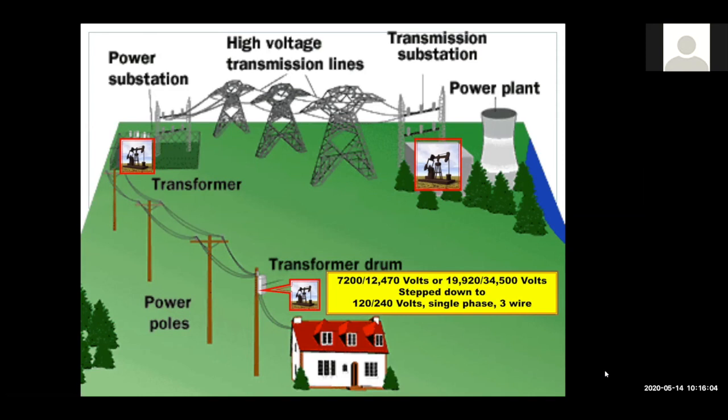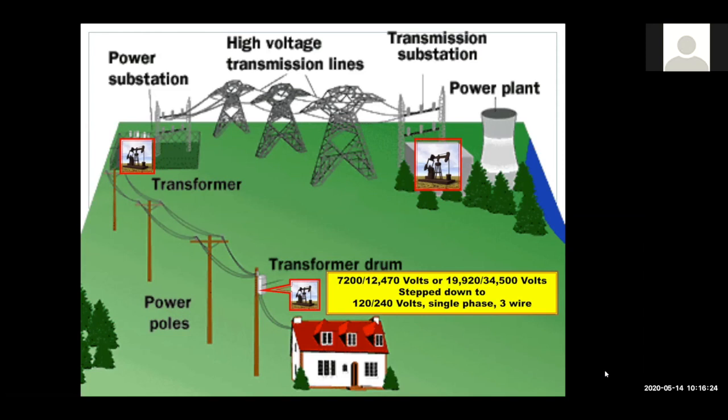7200/12470. And that means, you're looking at the pole and the wires, if we were going from the hot wire to the neutral, it would be 7200 volts. Or if we go line to line, it's 12,470 volts. And it's distributed 3 phases.